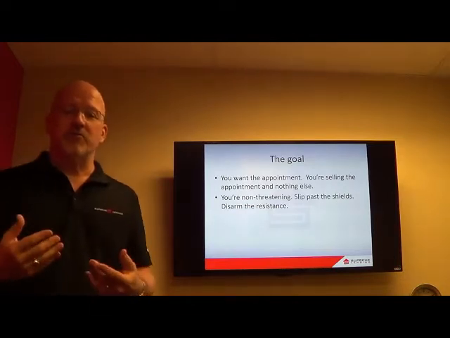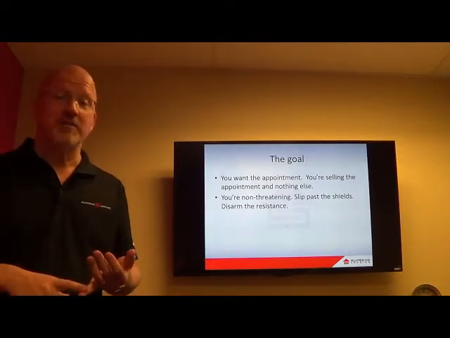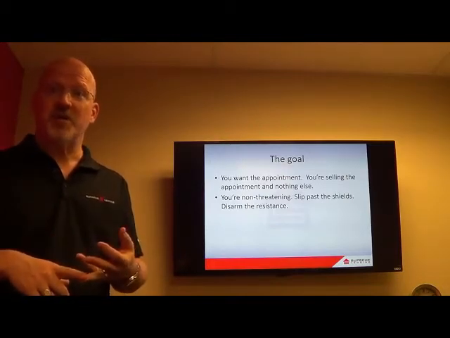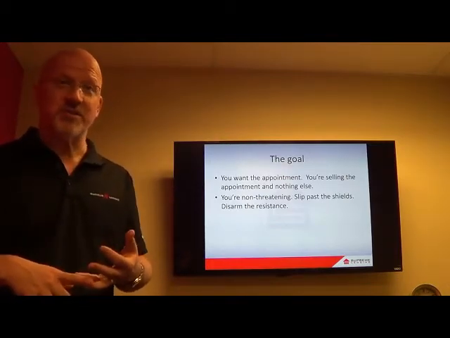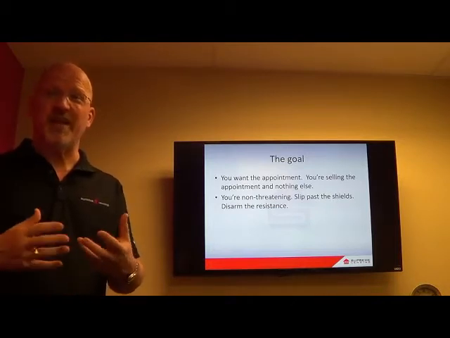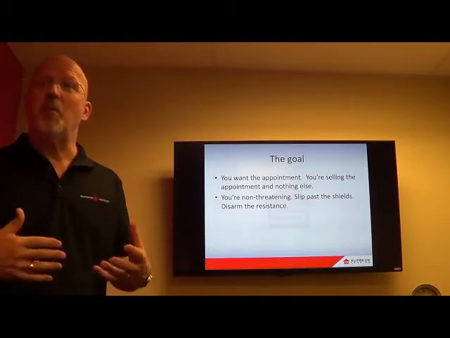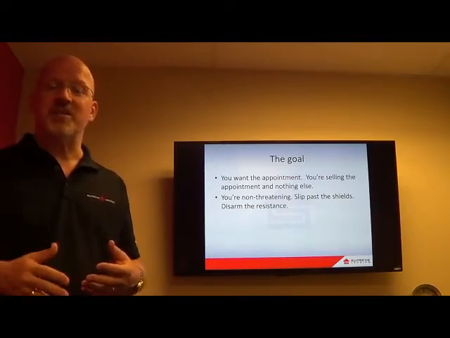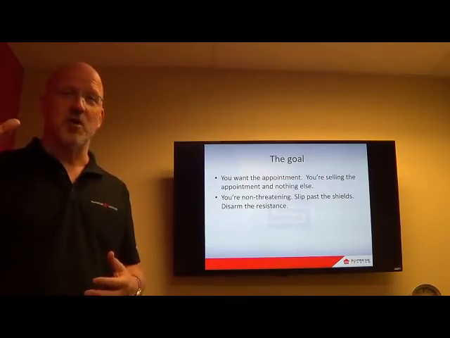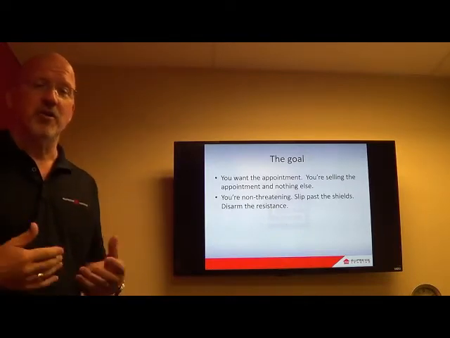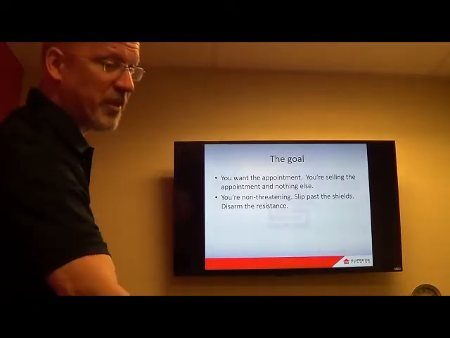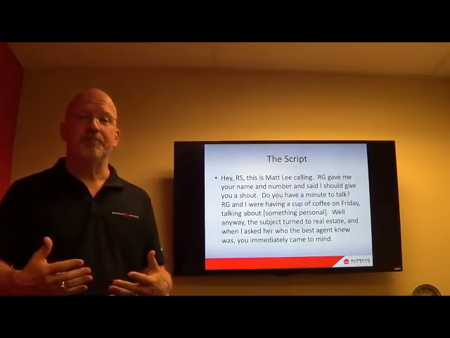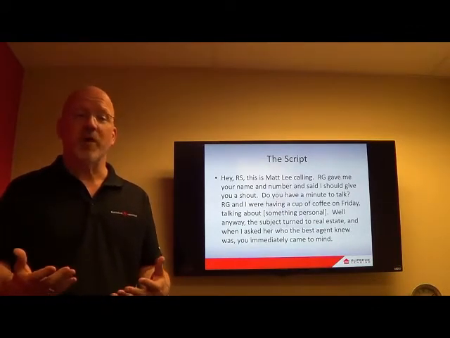All right. And here's what you're trying to do. You're trying to be non-threatening. You're trying to be someone who they know, like, and trust, because someone that they know, like, and trust knows, likes, and trusts you. You're kind of letting that trust rub off on you from the person that sent you over. You're going to slip past their shields, their Klingon shields that go up as soon as they hear you're a mortgage lender, and you're going to disarm their resistance. All of their normal resistance items are not going to work because of the way that we're going to structure this.